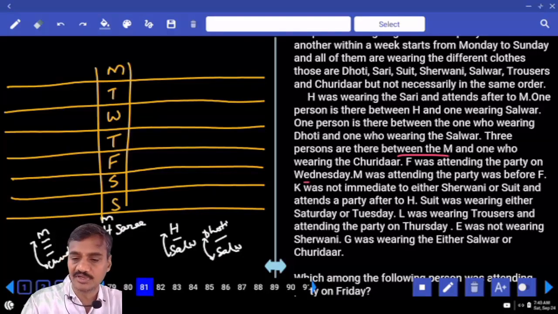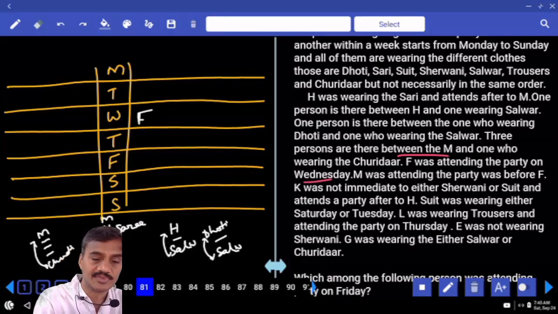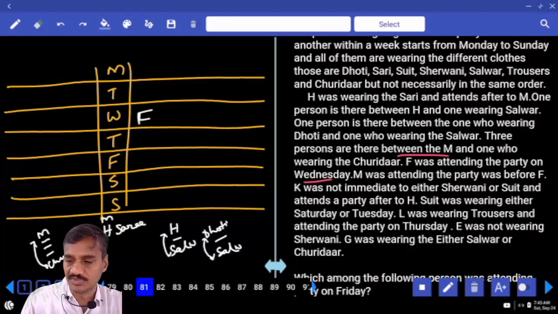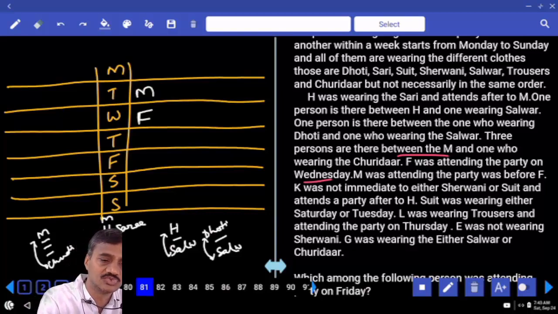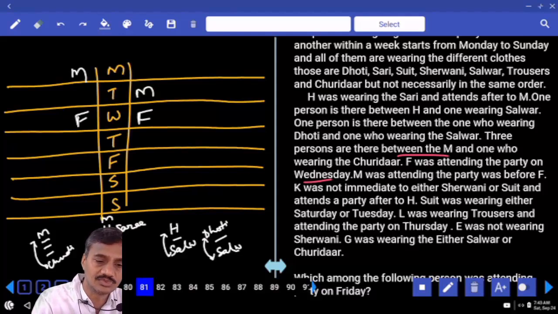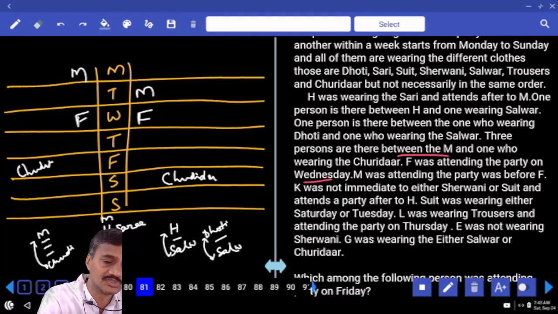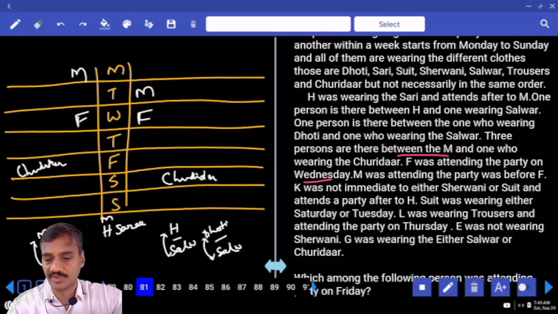F was attending the party on Wednesday, F on Wednesday, definite information. M was attending the party before F. M is before F. So how many possibilities do we have? Two possibilities. What are the two possibilities? M can be on Tuesday or M can be on Monday. If M is here, then 1, 2, 3, the one who is using Chudidar is at this place. And 1, 2, 3, the one who is wearing Chudidar is here. Three persons between M and Chudidar. M was attending the party before F.